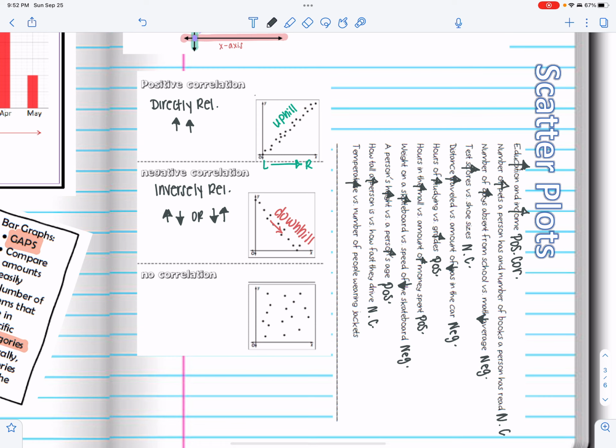So as the temperature increases, the number of people wearing jackets is probably going to decrease. Likewise, if the temperature is decreasing or getting colder, the number of people wearing jackets is going to increase. And so that one is going to be an example of a negative correlation.